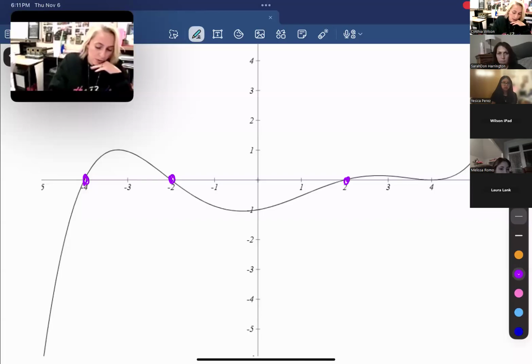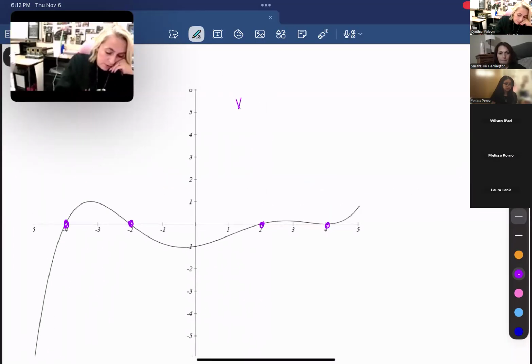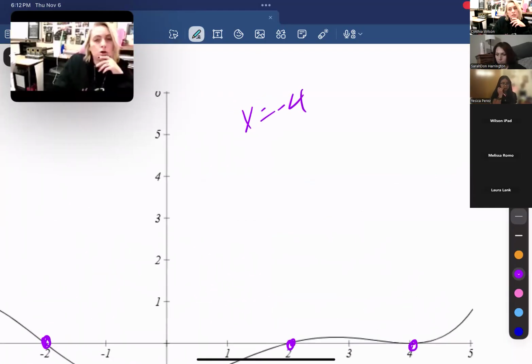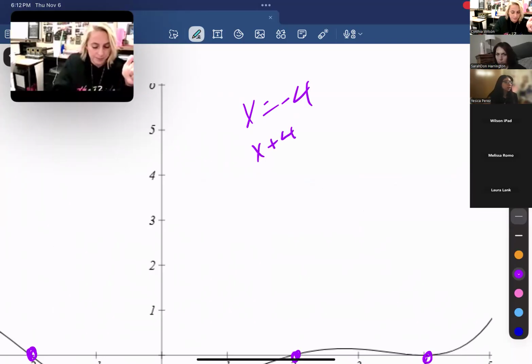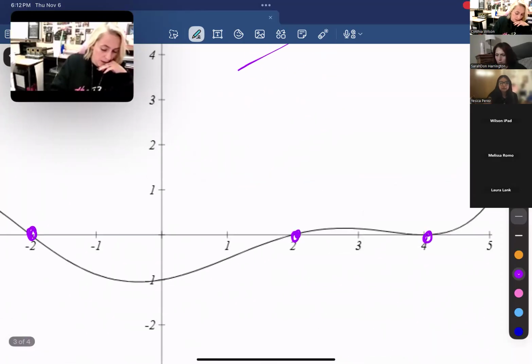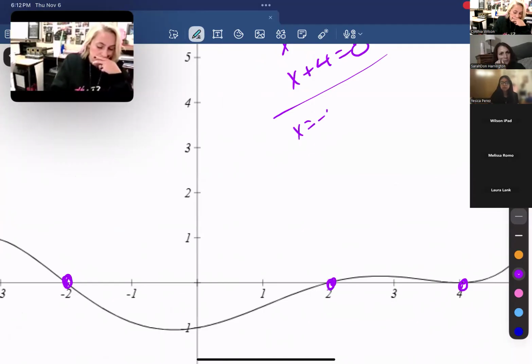Positive 2 and 4. So we have x equals negative 4. You basically want to get that to equal 0 and add 4 to both sides. So that's our first factor. Then we do it again for the negative 2. So we get x plus 2. That's our second factor.